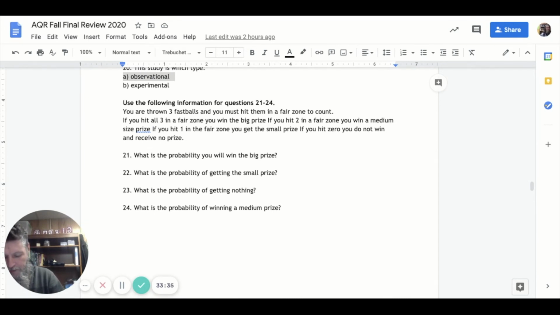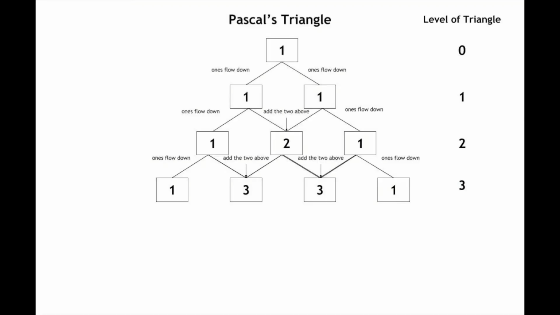You're throwing 3 fastballs, right? Zero, 1, 2, 3. Probability of getting 0, 1. Probability of getting 1 is 3. Probability of getting 2 is 3. And probability of getting 3 is 1. And that's all out of 2 to the third or out of 8. So 1 out of 8, 3 out of 8, 3 out of 8, and 1 out of 8.